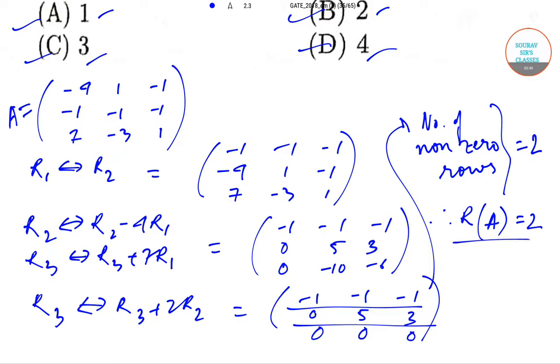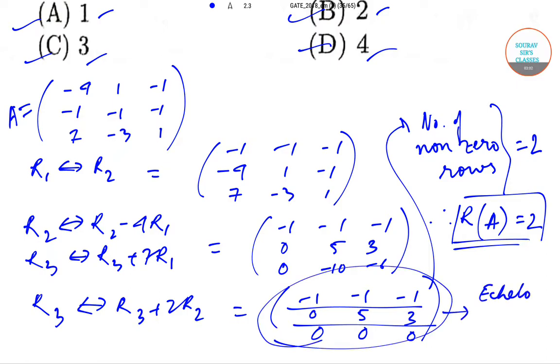This is to be remembered: the number of non-zero rows will be equal to the rank of the matrix after converting it to the echelon form. This form is known as the echelon form. So in this form the number of non-zero rows is the rank. So the rank is equal to 2, which is option B.